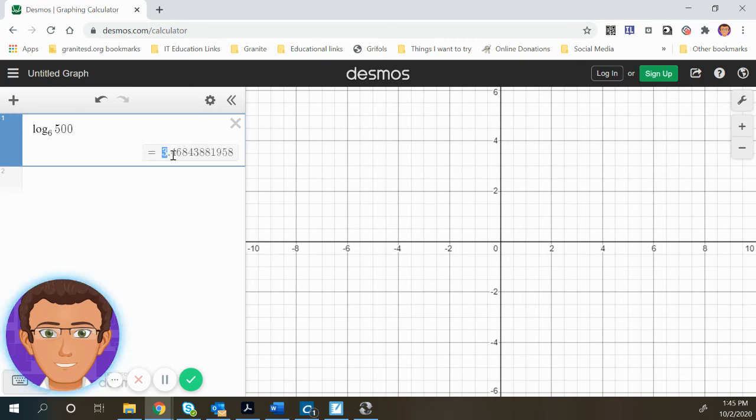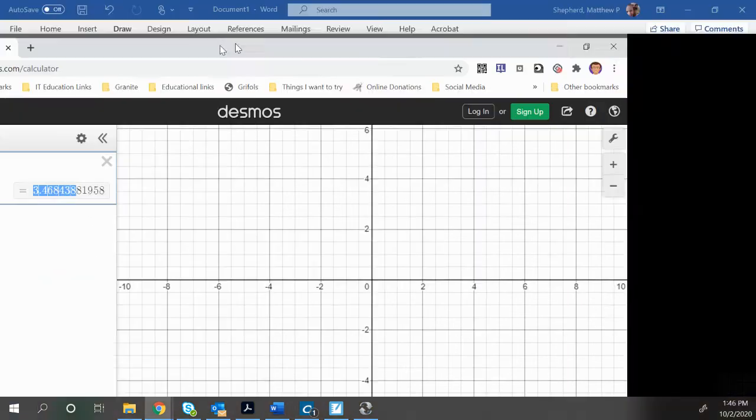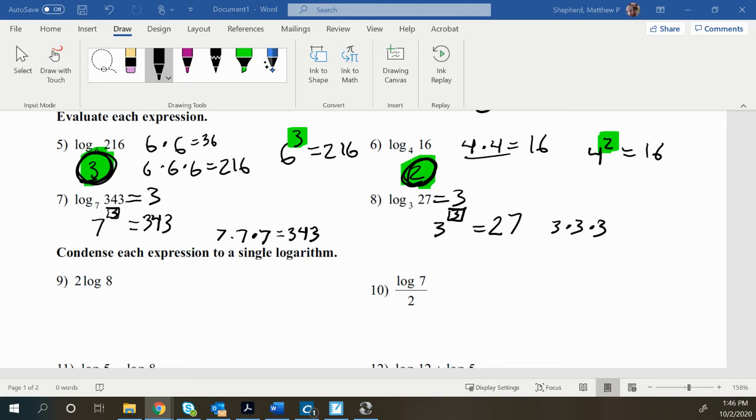Notice, if this was your problem to evaluate, you wouldn't be able to do it the way that we just did it, because 6 does not multiply an even number of times to get 500. So we would have this odd decimal, 6 to the power of 3.46843. That's what's going to equal 500. But that's just me quickly showing how to use Desmos in order to do that work.